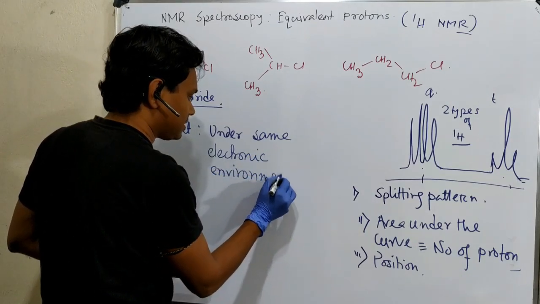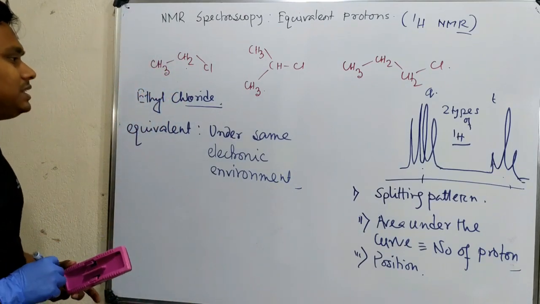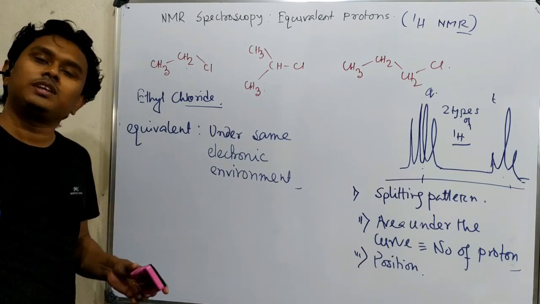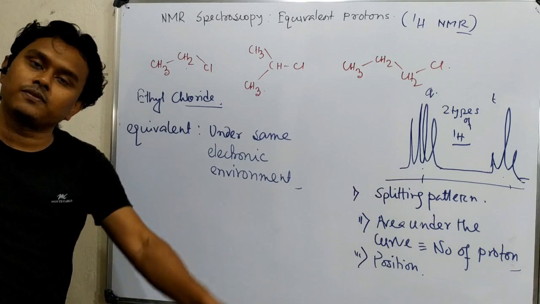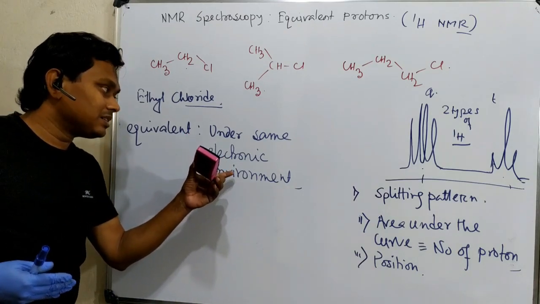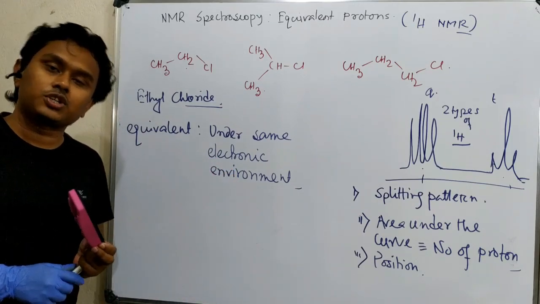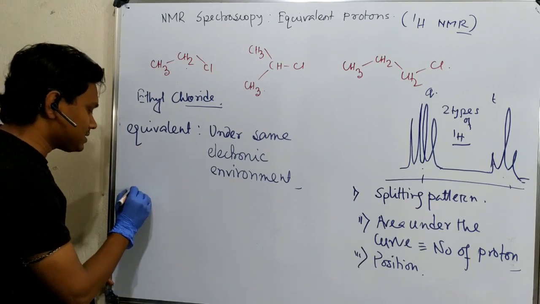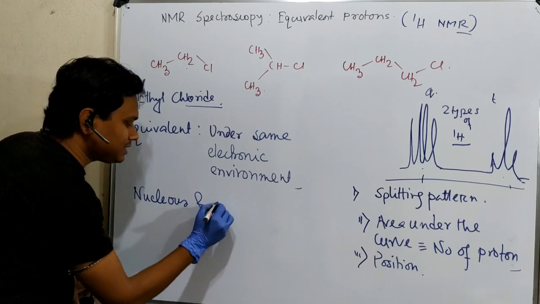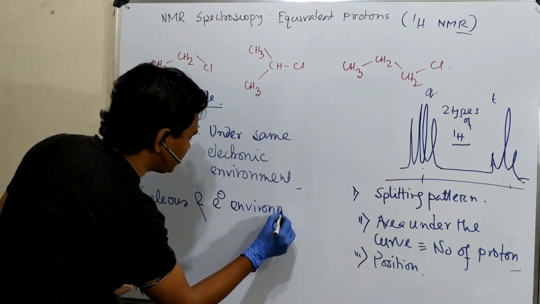Why? I will explain. Chemical means how chemical properties are related to the electronic environment, because actually chemical reaction is the exchange of electrons. So the electronic environment is actually responsible for the difference in the molecule. But in NMR spectroscopy we detect two things. One is the nucleus and another is the electronic environment.